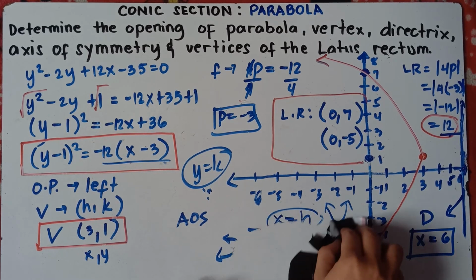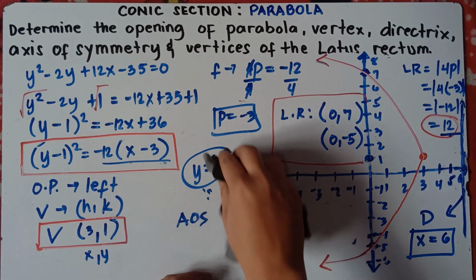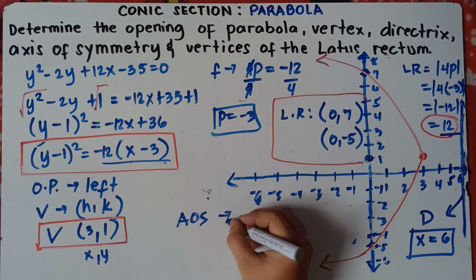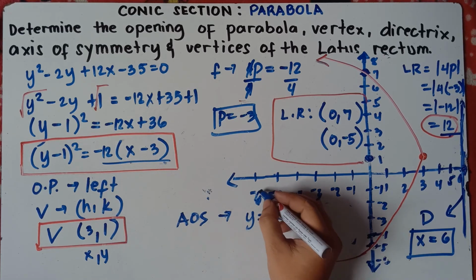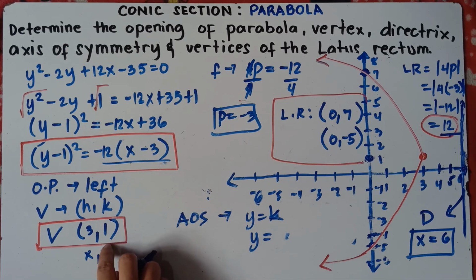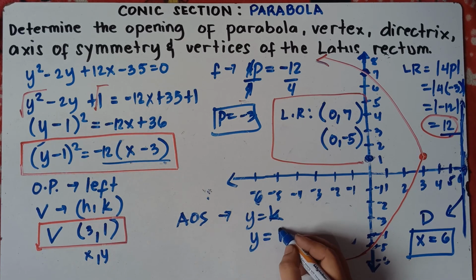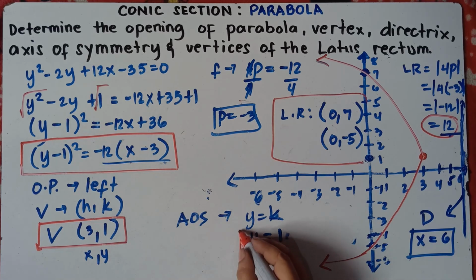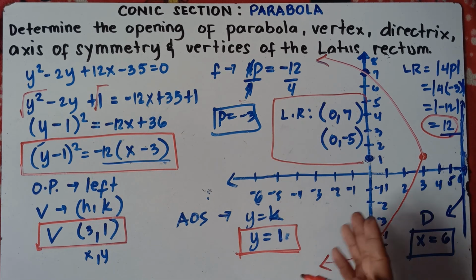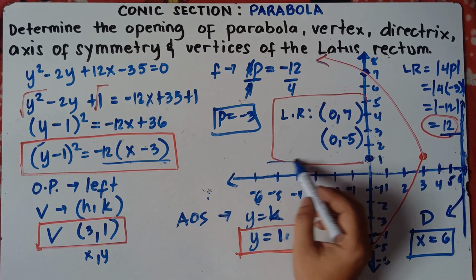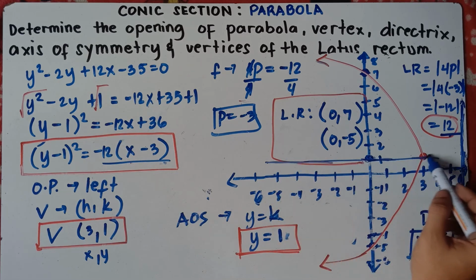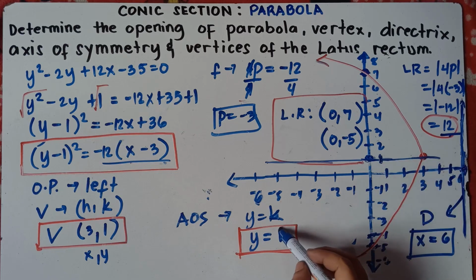Therefore, the axis of symmetry, that would be y equals k. So our axis of symmetry, that would be y equals, our k is positive 1. So the axis of symmetry is positive 1. And of course, if you do it manually, the axis of symmetry means that you cut the parabola into 2 equal parts, and you cut it in this y, class. That's why your axis of symmetry is y equals positive 1.